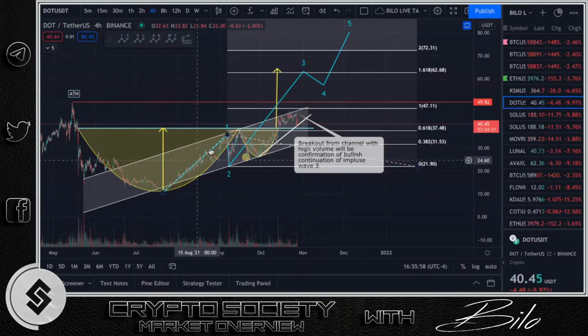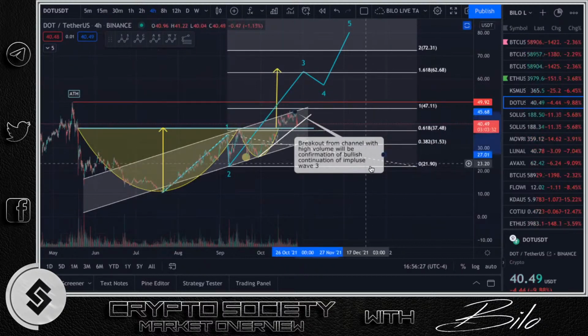So we have a very nice cup and handle formation. A cup and handle formation has similar targeting to a head and shoulders, or an inverse head and shoulders in this case, whereas the bottom of the cup to the neckline is the target transposed on top of the neckline. So the target for this cup and handle is about $62.